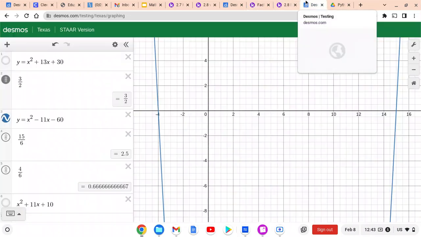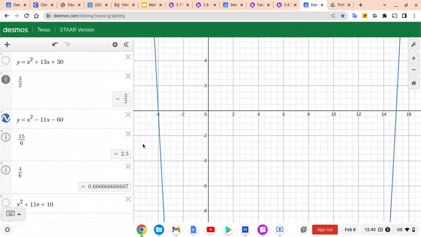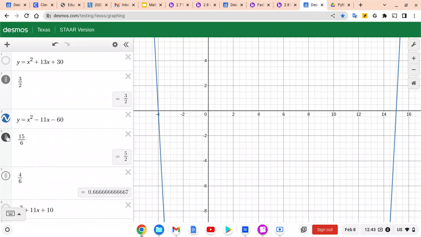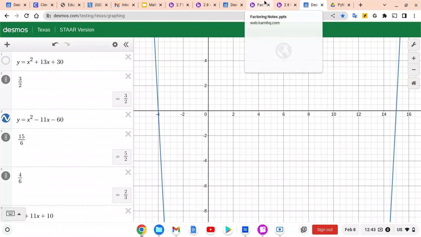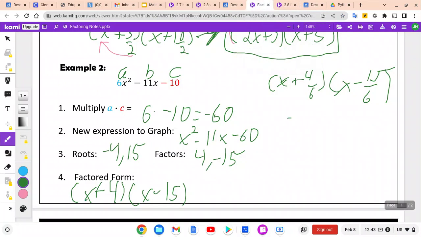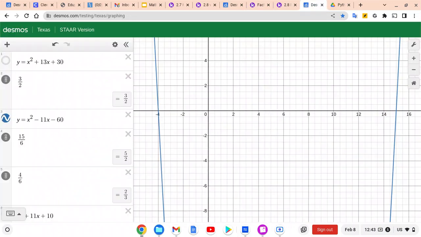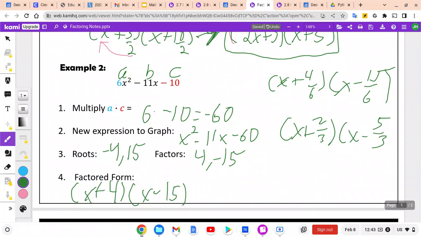15 over 6 is 2.5, but if I hit the fraction button, I get 5 over 2. 4 over 6 is 0.6 repeating, but if I hit the fraction button, I get 2 over 3. Desmos is so handy like that. So x plus 2 over 3, x minus 5 over, was it 5 over 3? 5 over 2, excuse me. Yeah, 15 divided by 3 is 5, 6 divided by 3 is 2.